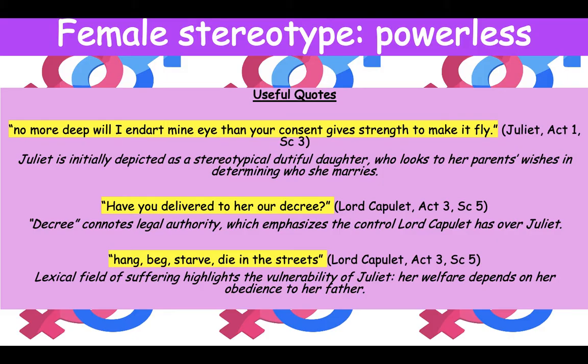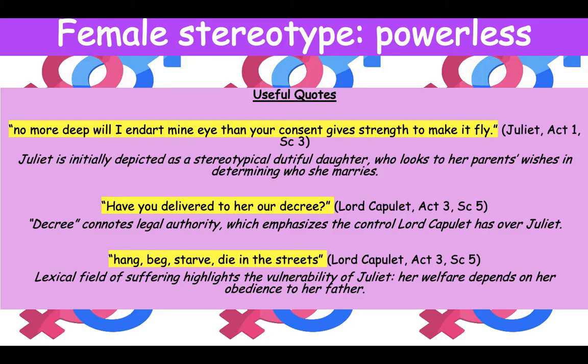She's talking about Paris, basically saying, "I'll only like him as much as you want me to like him." So she's initially depicted as a stereotypical dutiful daughter who looks to her parents' wishes in determining who she marries.